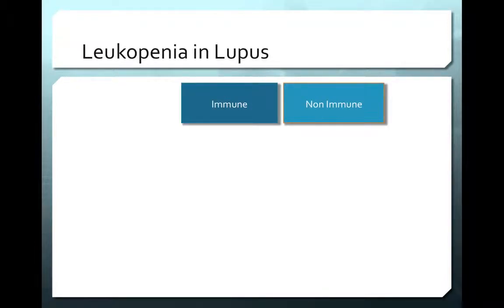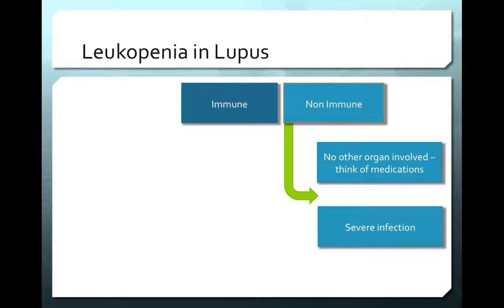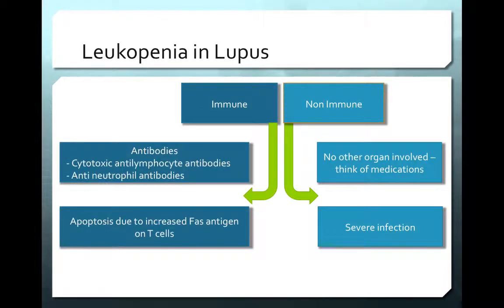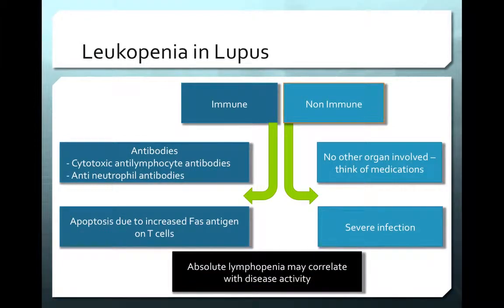Leukopenia in lupus can also be divided into immune and non-immune causes. For the non-immune causes, if there's no other organ involved, think of a medication side effect, but also keep in mind that severe infection might be occurring, and that tends to happen to people on high-dose steroids and immunosuppression. From an immune point of view, again, the answer is antibodies, so you can get cytotoxic anti-lymphocyte antibodies, as well as anti-neutrophil antibodies. The other thing that occurs in lupus is increased apoptosis of white cells, and that's basically due to upregulation of Fas antigen, which is part of the tumor necrosis factor family, on the surface of T cells. The other thing to bear in mind is that absolute lymphopenia can correlate with disease activity, and we've known about this since 1978.